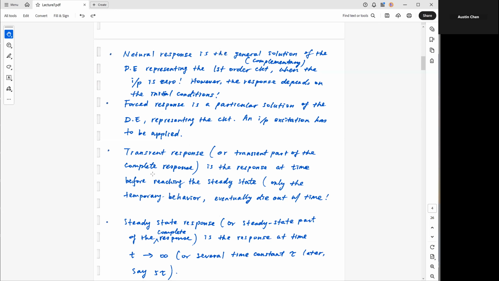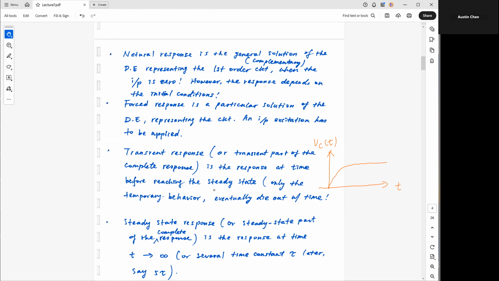Okay, so transient response is a temporary behavior, and this is the response at a time before reaching the steady state, meaning before the circuit settles. As an example, last time we talked about charging of a capacitor or a battery. So I'm going to use this as an example. Suppose I'm trying to charge a battery and I look at the voltage drop across the capacitor. And this is plotted versus time. And the general behavior, as you will see, looks something like this.